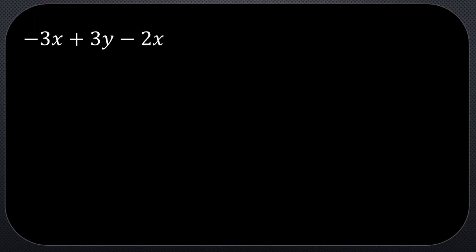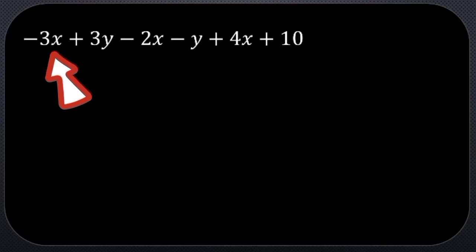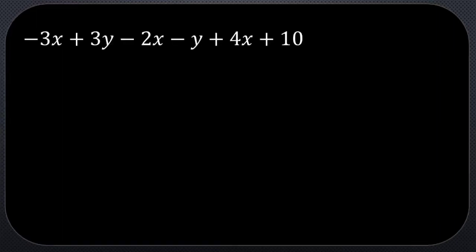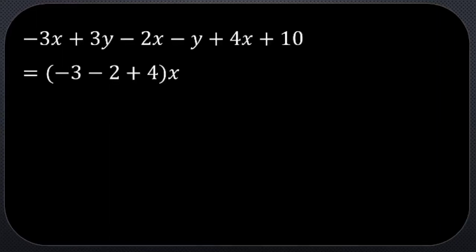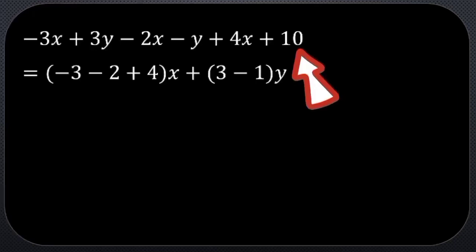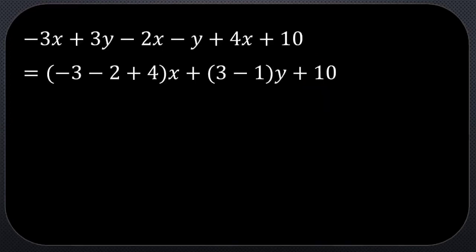How would you simplify the algebraic expression -3x plus 3y minus 2x minus y plus 4x plus 10? The -3x term has two like terms, negative 2x term and positive 4x term, so we can combine them to get one term. Furthermore, the 3y term has one like term, and it is -y, hence we can group them. The constant term, 10, has no like terms, so we can write it.